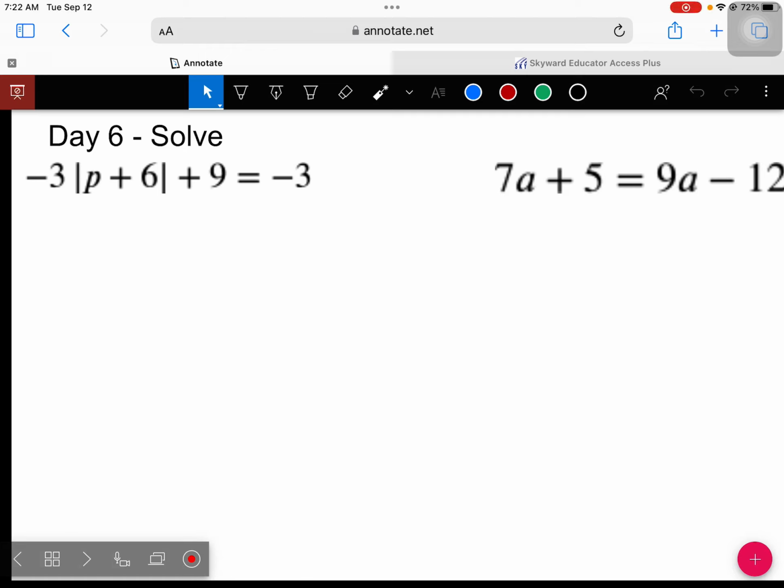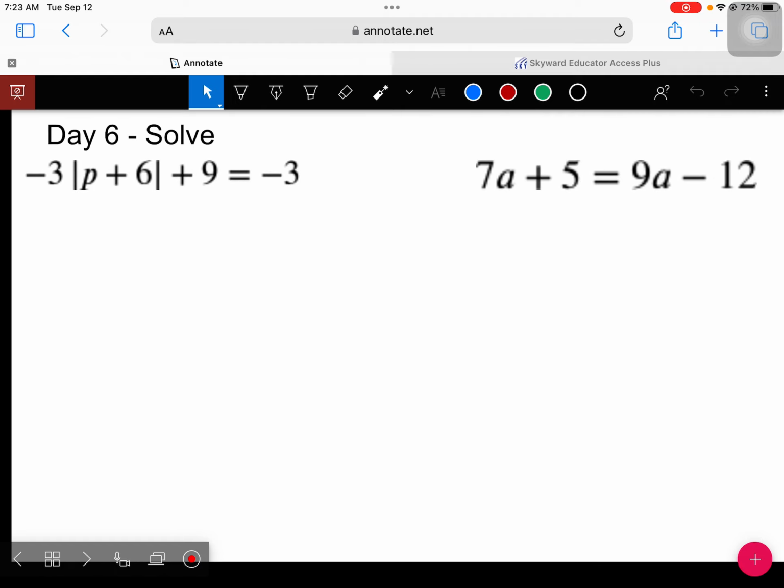We said that the key words here are isolate and separate. So I need to isolate this absolute value. It is not isolated right now. I need to solve for P. What would you do first in this problem?